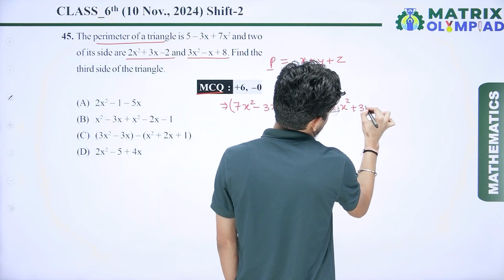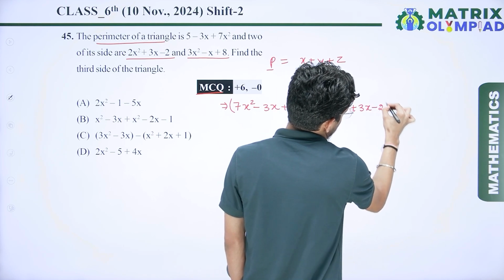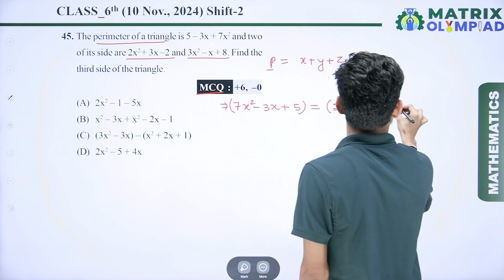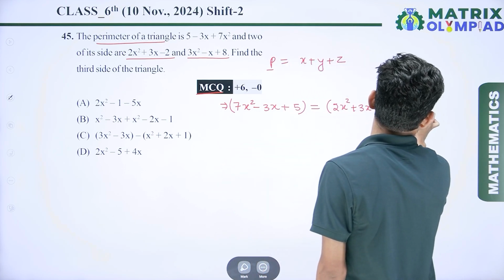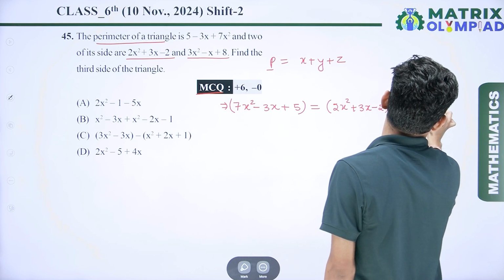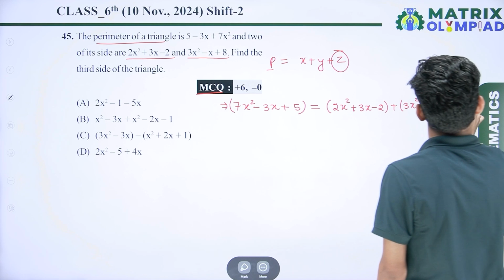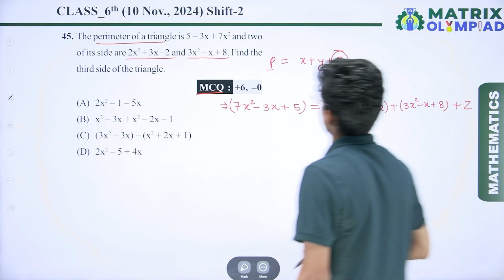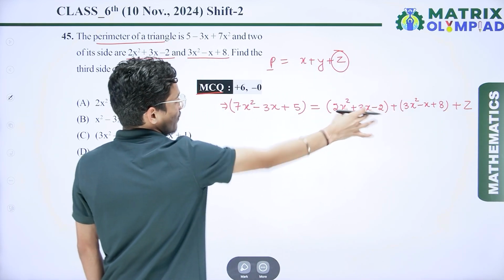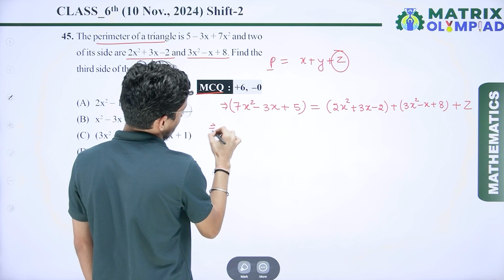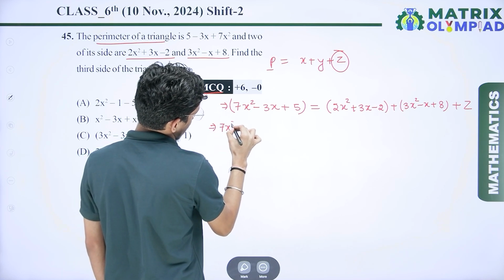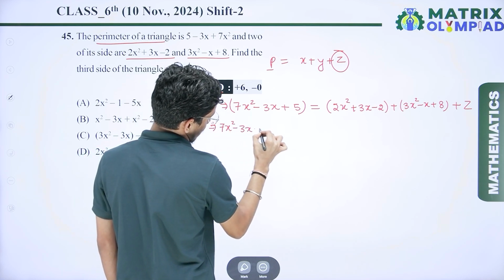plus 3x minus 2, and another side, that is 3x square minus x plus 8, and we have to find the other side, let's assume that is the capital Z. So we have to simplify this one and transfer the terms here. So I can write here 7x square minus 3x plus 5.